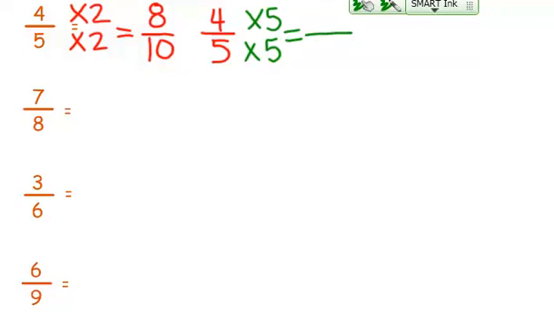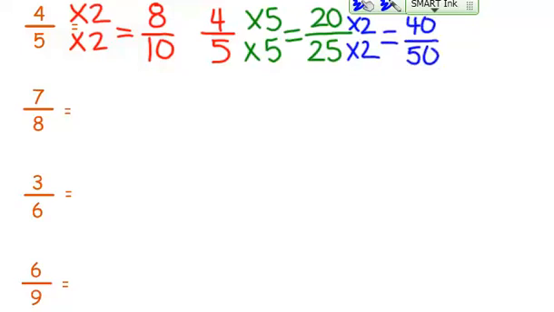4 times 5 gives me a numerator of 20. 5 times 5 gives me a denominator of 25, another equivalent fraction. Now that I've done this, I can take that number, double those values to get a new equivalent fraction equaling 40/50. All of these are equivalent fractions equal to our original 4/5.